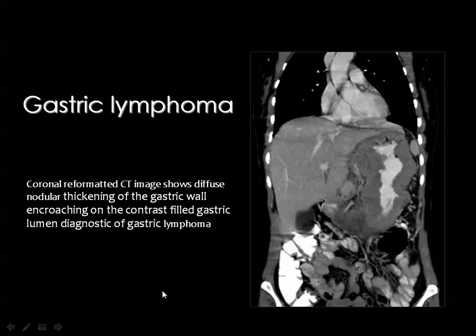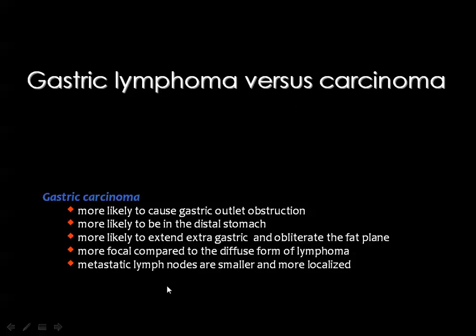And this is the reformatted image of another patient, and you can see this is the residual gastric lumen, which is filled by the orally administered gastrografin, while the stomach wall is diffusely thickened by this infiltrating lymphoma involving the whole stomach, as you can see.